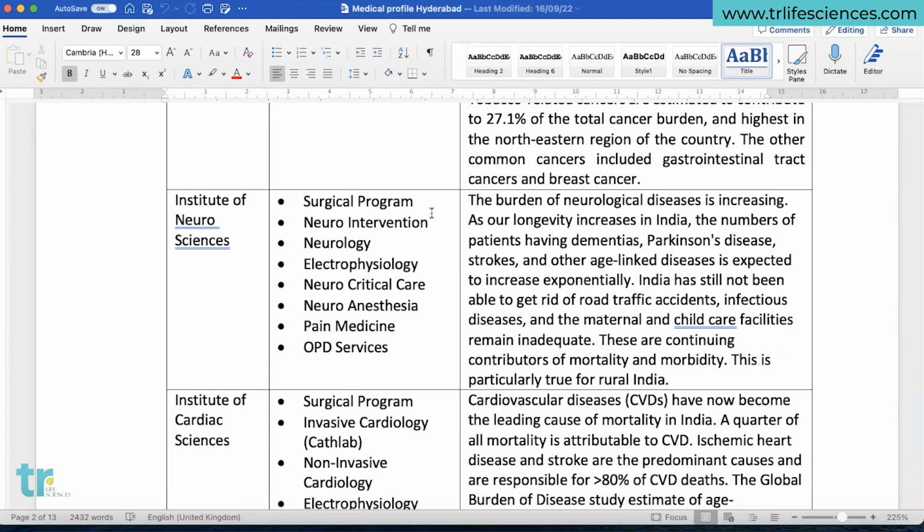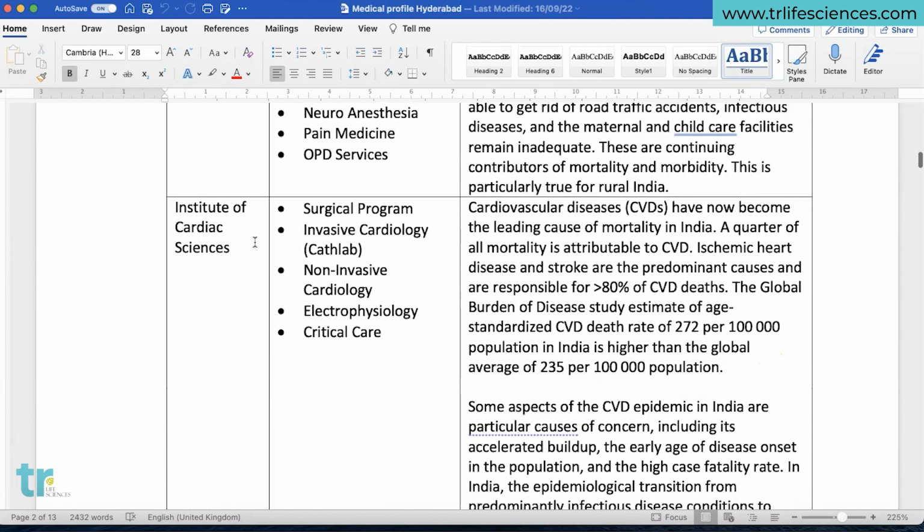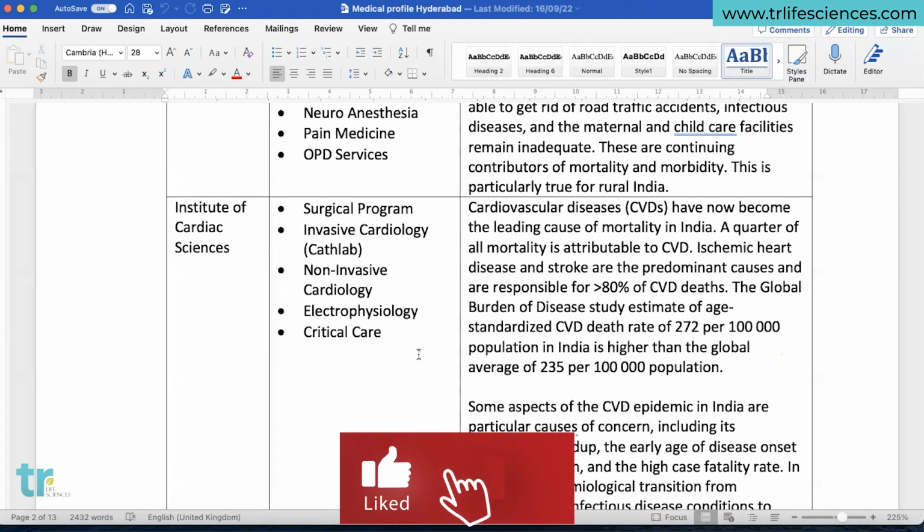Then the next one is the Institute of Neurosciences, which covers the surgical program, neurointervention, neurology, electrophysiology, then critical care, neuro anesthesia, pain medicine, OPD services. The next department we propose for them is the Institute of Cardiac Sciences, which includes surgical program, cath lab, non-invasive cardiology, EP study, and critical care.